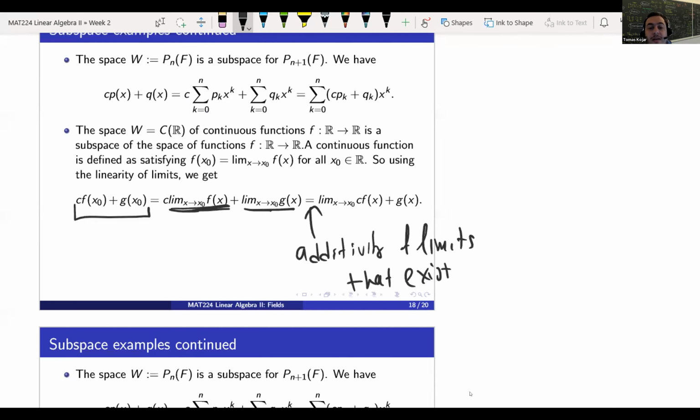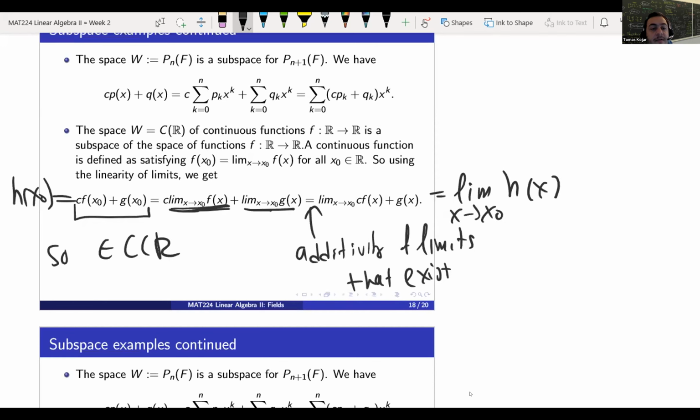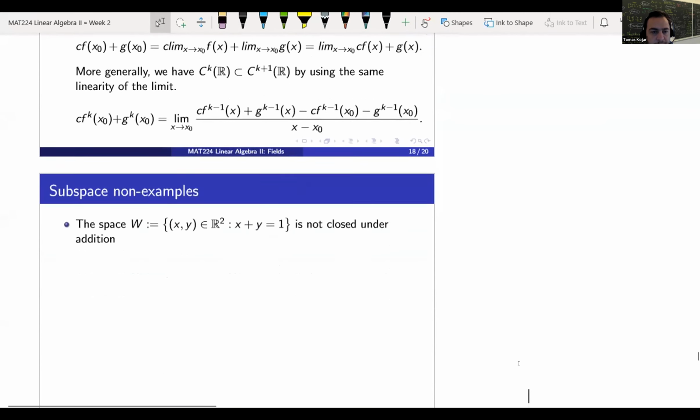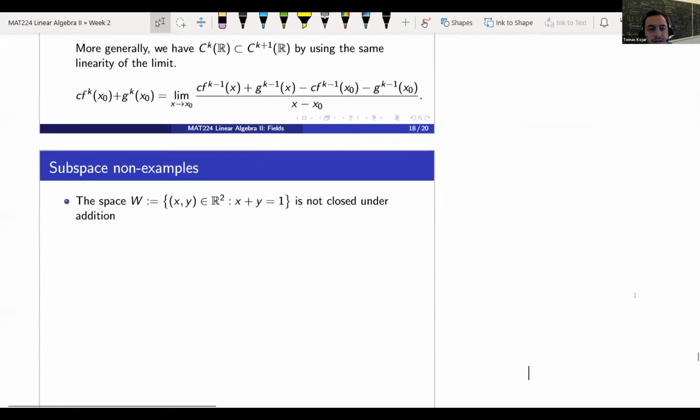Then you get that this is the limit as x goes to x naught of some guy h of x, and this guy is h of x naught. So indeed, they are in C R. You have closure under scalar addition and multiplication. I have some other examples, but that's more for you if you're interested to look at them. You're not really going to be tested on them.